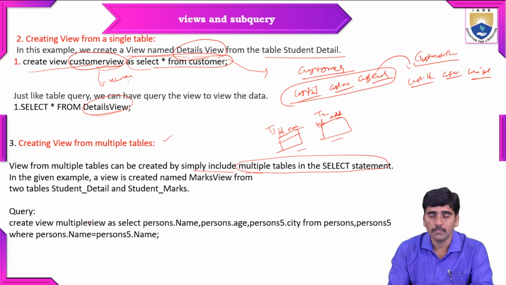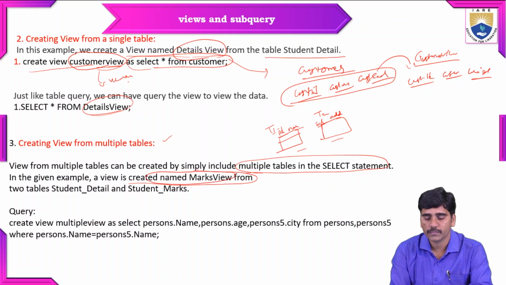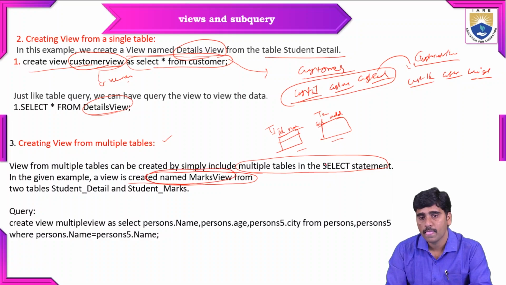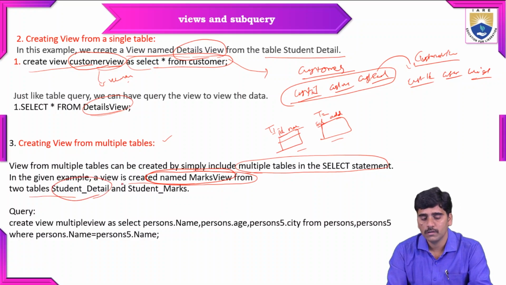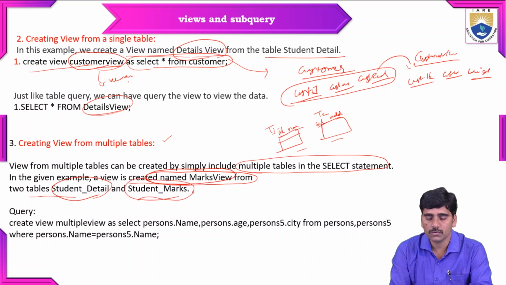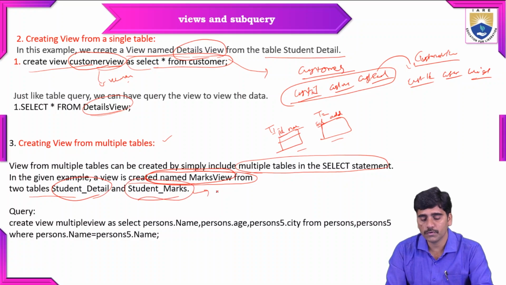In the given example, a view is created named marks view from two tables: student underscore detail is one table, and student underscore marks is the other table. From these two tables, I am going to create a view with some particular columns. So what are the columns that I am going to use?